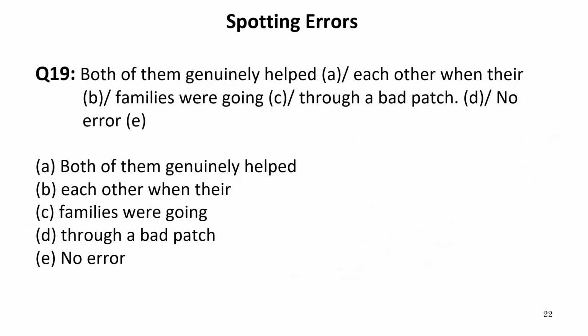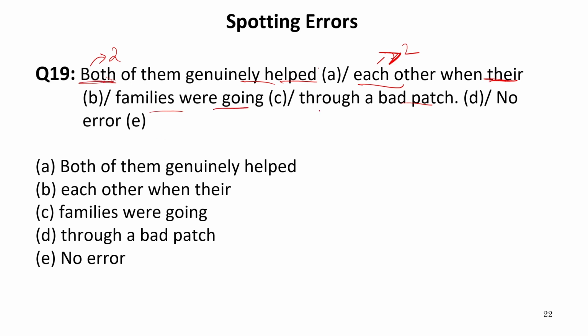Both of them genuinely helped each other when their families were going through a bad patch. Bad patch refers to a difficult time. Now both refers to two people and each other we use for two. So all these things are correct. Both is used for two, each other is also used for two. Genuinely helped is past tense. When their families, now there is plural and both is also plural, so that is also correct.